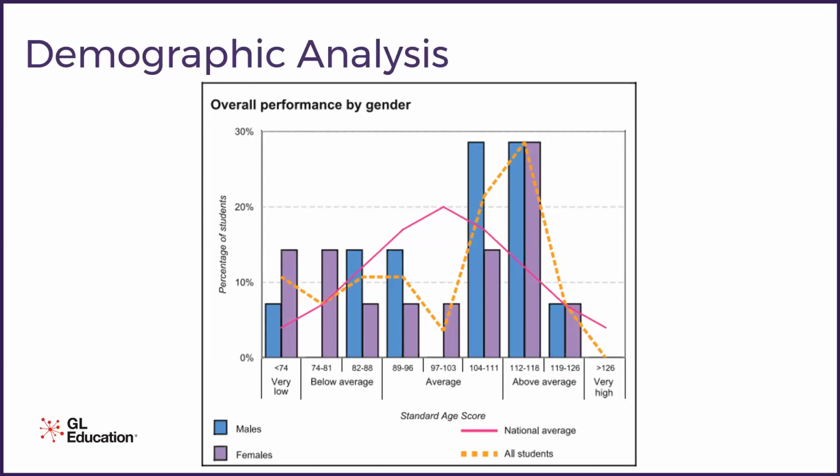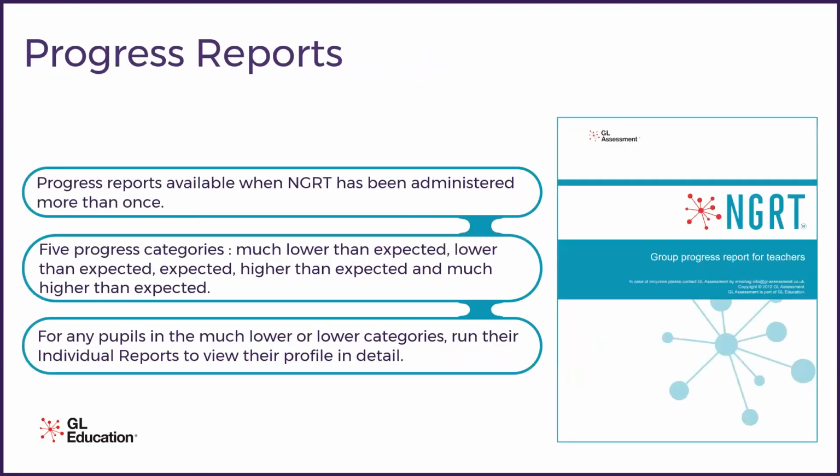Compare the bar chart to the standardization, represented by the pink line, and see if there are any differences between the scores of males and females. Again, consider the context and think about the reasons behind the scores.